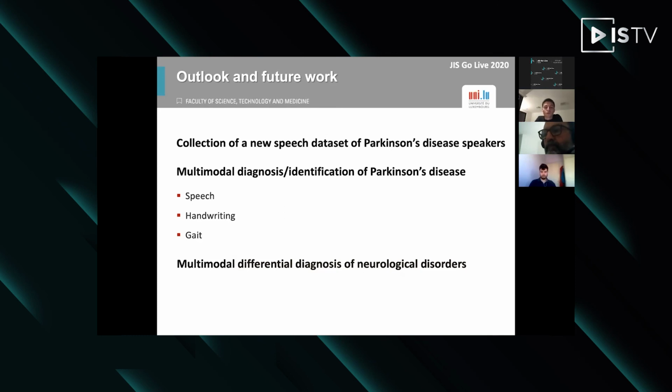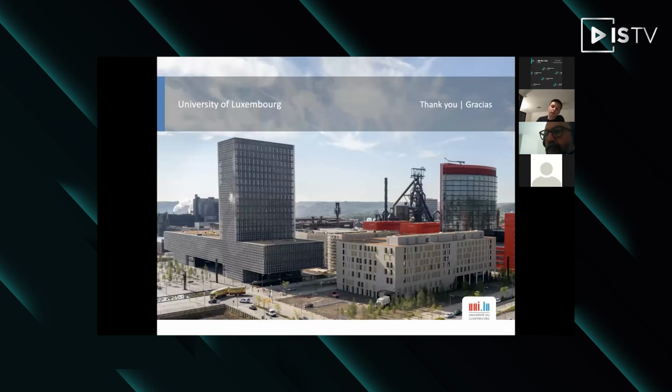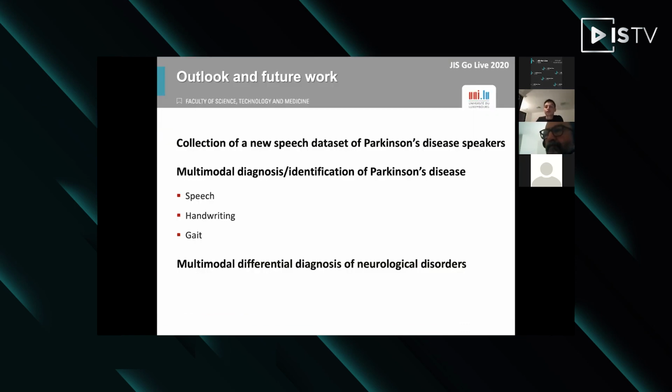Besides the speech, we want to use modalities such as gait, but also handwriting, which is also affected in Parkinson's disease patients. And at some point, it might also be possible, if we would have speech from other neurological diseases that might manifest with similar symptoms as Parkinson's disease, to perform also the multimodal differential diagnosis of various neurological disorders using speech or maybe also additional modalities as digital biomarkers.